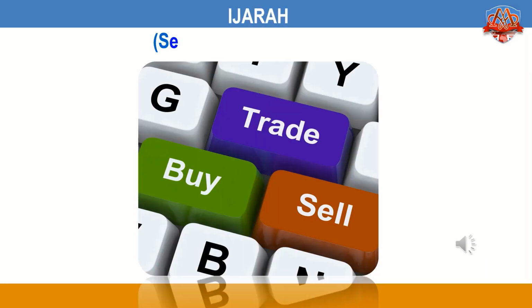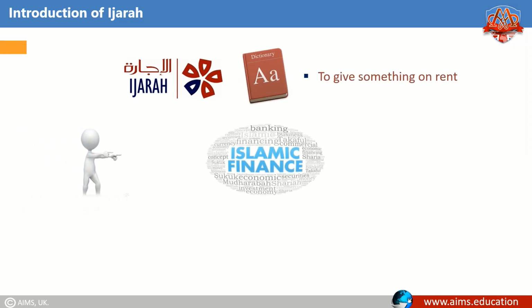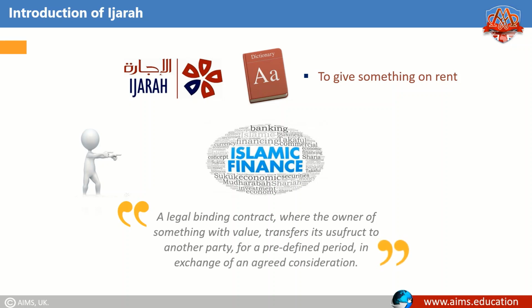Ijarah, semi-debt-based product. Introduction of Ijarah. Its literal meaning is to give something on rent, and in Islamic finance it is referred to as a legal binding contract where the owner of something with value transfers its usufruct to another party for a predefined period in exchange of an agreed consideration.